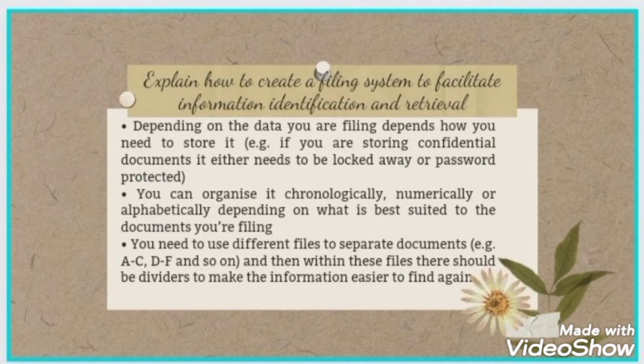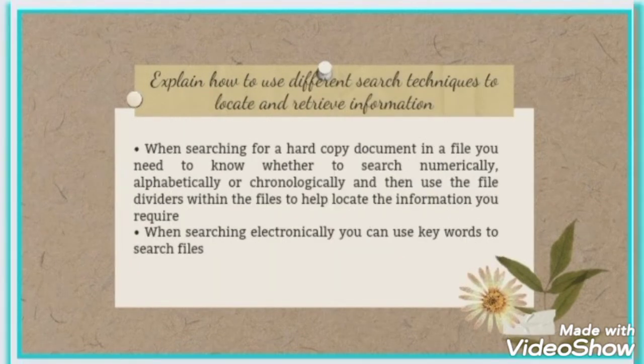Move on. Here we explain how to use different search techniques to locate and retrieve information. First, when searching for a hard copy document in a file, you need to know whether to search numerically, alphabetically, or chronologically, and then use the file dividers within the files to locate the information you require. When searching electronically, you can use keywords to search files.